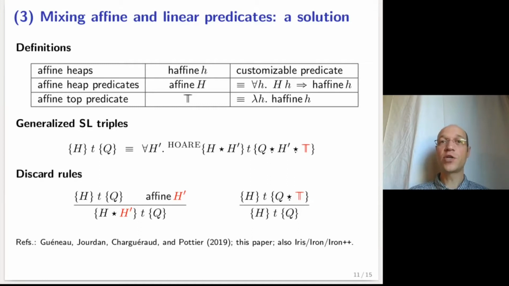The definition of separation logic triples can be generalized by introducing an affine top predicate in the postcondition. Doing so preserves the validity of all the prior rules of separation logic and adds two additional rules. The first one asserts that any piece of precondition H prime may be discarded from the precondition provided that it's affine. The second rule allows to extend the postcondition with an affine top predicate, reflecting the fact that it is fine to produce a postcondition that is bigger than the desired one.